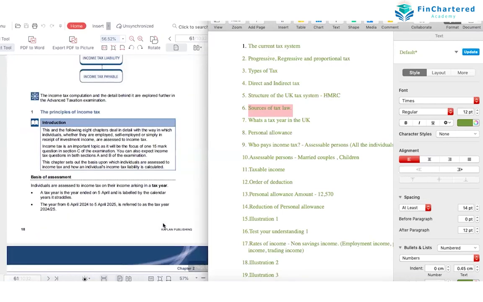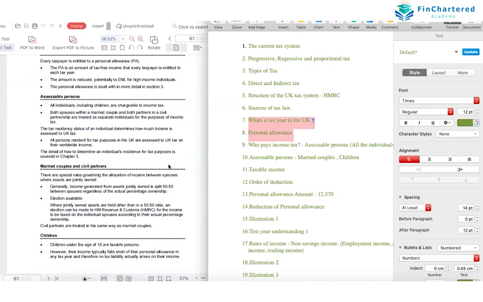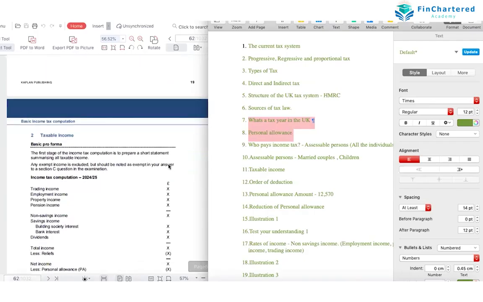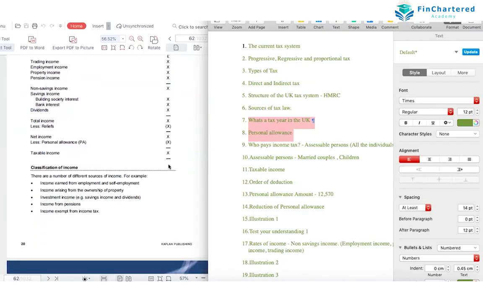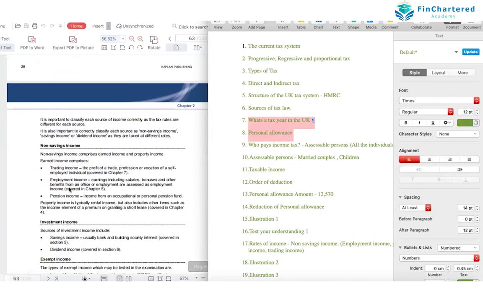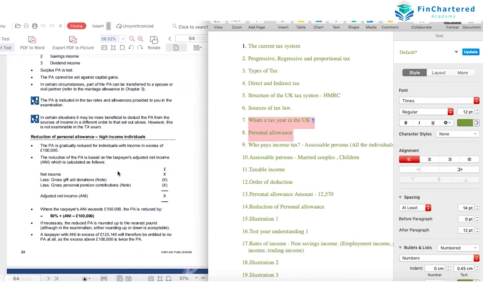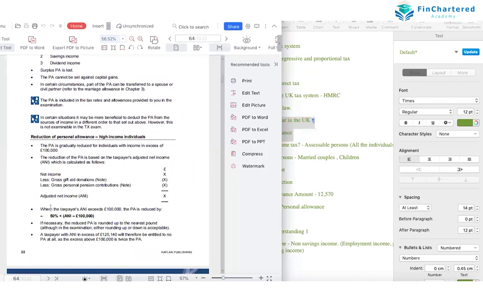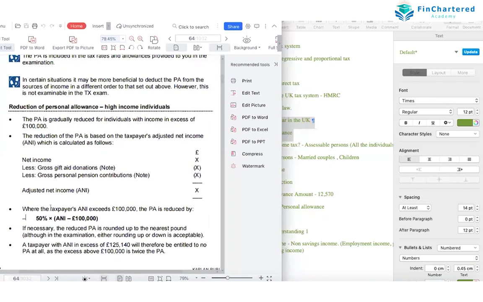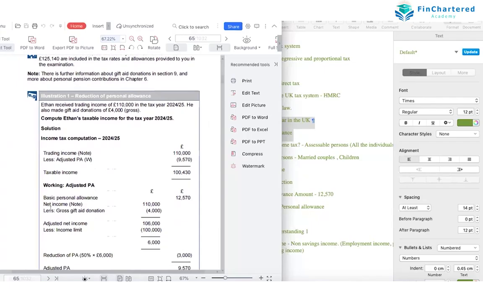Second chapter, also again: personal allowance, the tax year, accessible persons, married couples, civil partners, children. I told you all of that. Taxable income, the pro forma we discussed. Then we've seen different types of income. And personal allowance, I told you it's 12,570. And how do you get the adjusted net income, and how does the personal allowance drop? Also, we've done a decent, reasonable amount of calculations.